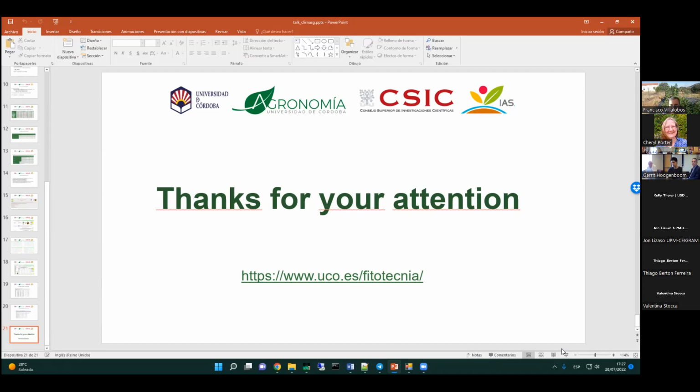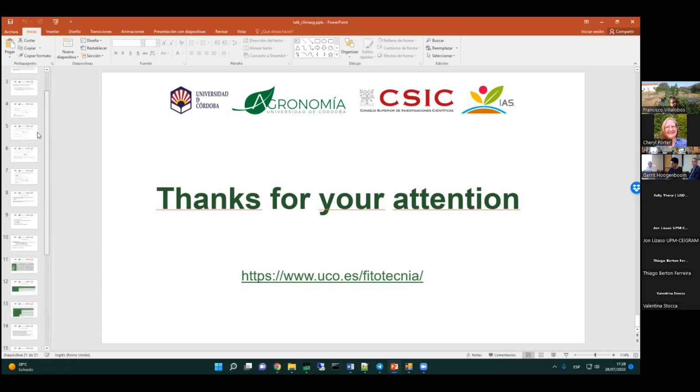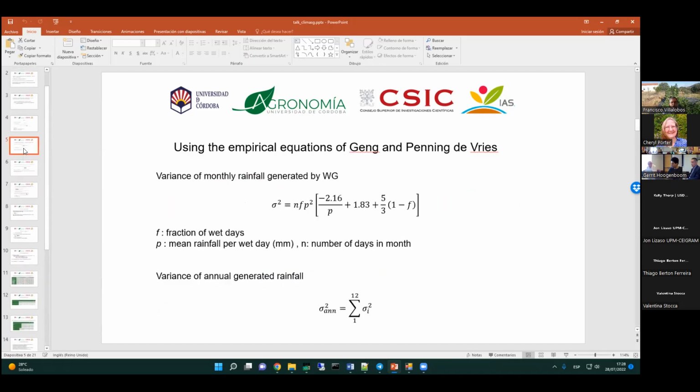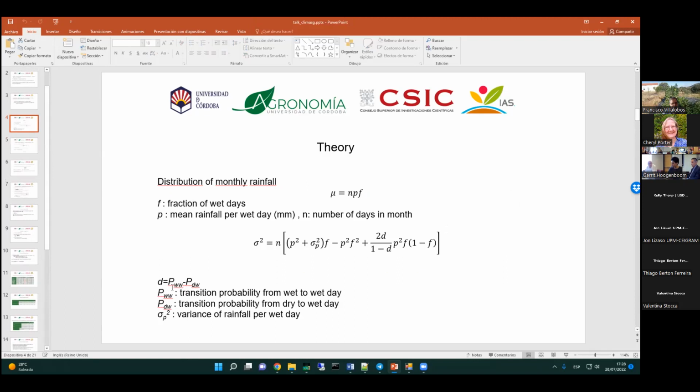The transition probabilities are calculated thanks to Geng and Penning de Vries. They obtained a general relationship. Let me show you. Can you see my screen? Yes. Okay, here PWW and PDW, these transition probabilities are just a linear function of F, which is the fraction of wet days. So you know the fraction of wet days for a given month. With that, you can derive these two parameters.